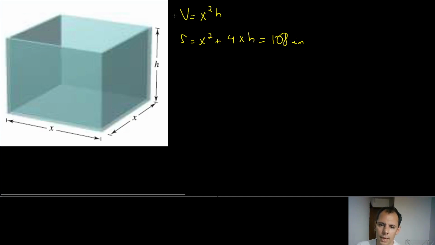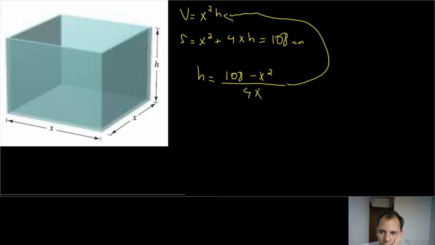Well, we've got to derive the volume here with respect to x. That means that we've got to get rid of this h, okay? Now, what is h? h equals 108 minus x squared, divided by 4x. This is h. Now, we've got to multiply. You see this h in here, we're going to replace it in there.